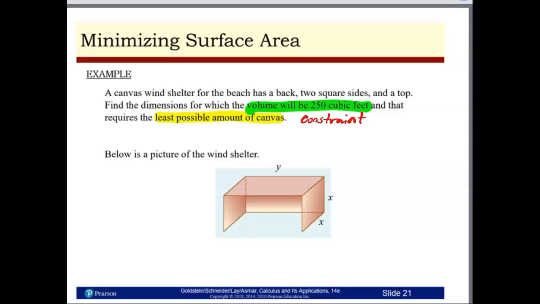Okay, and then we have an objective, right? Our objective is to find the least possible amount of canvas. So the least possible amount of canvas is going to be our objective. Okay, and so we use this to guide us as we set the problem up. So let's go ahead and represent our constraint equation and our objective equation.